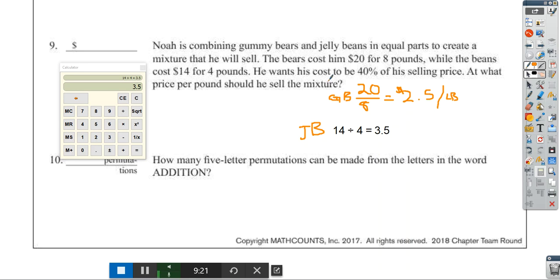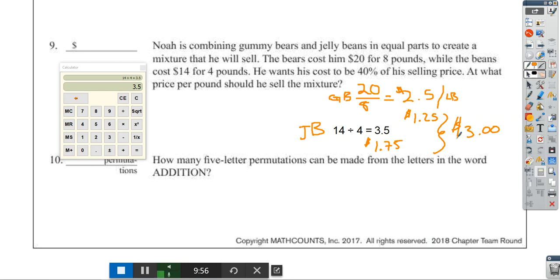So that means for selling, if the jelly beans were $3.50 per pound, we're going to put half a pound into the mixture. So for half a pound of jelly beans, that's $1.75. Where for half a pound of the gummy bears, that's going to be $1.25. So all told, for 1 pound, it's going to be $3 to make our mixture.